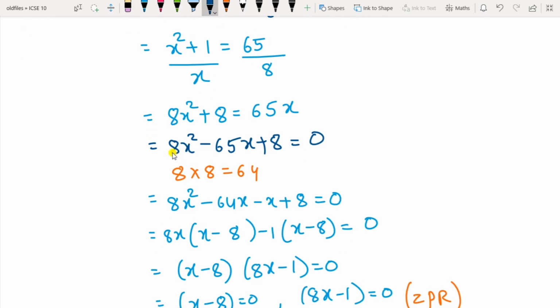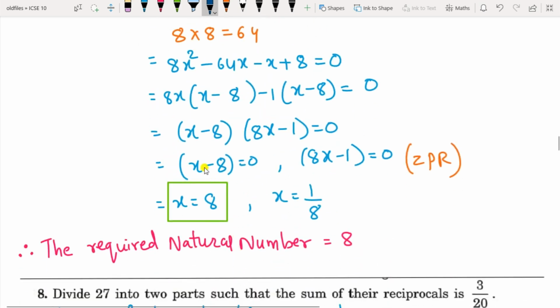So the product of the coefficient of the x square term and the constant is 64, and split it to get the middle term. So this is your answer here. x equal to 8 and x equal to 1 by 8 you got. Now it is a natural number, so 1 by 8 we cannot consider, so you have to consider only 8 here. So therefore the required natural number is 8.